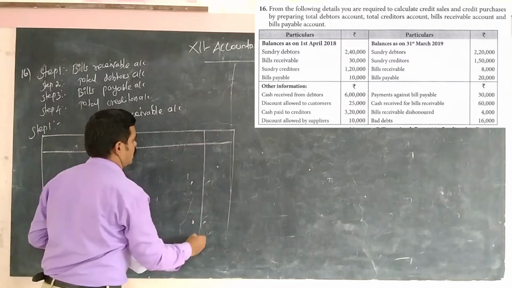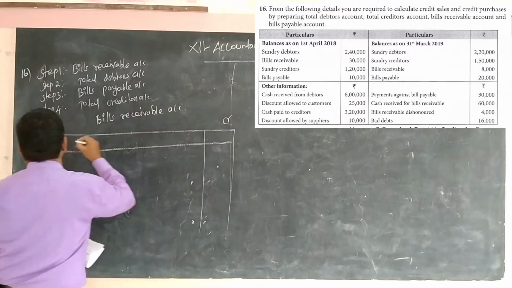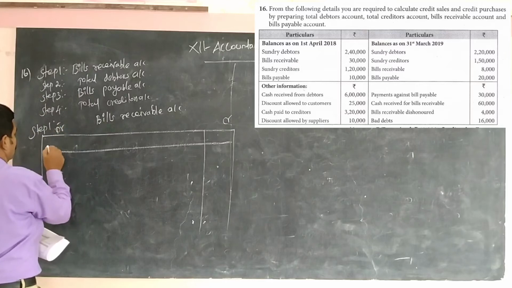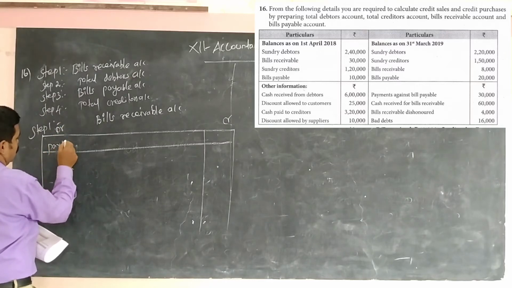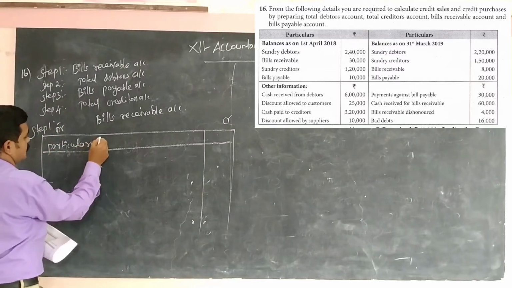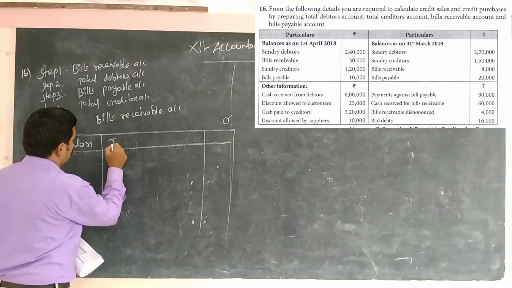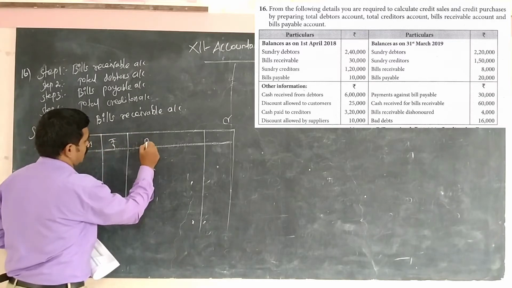The bills receivable account has a debit side and a credit side. Okay, so these are particulars. So one of the formats: particulars, rupees, particulars.